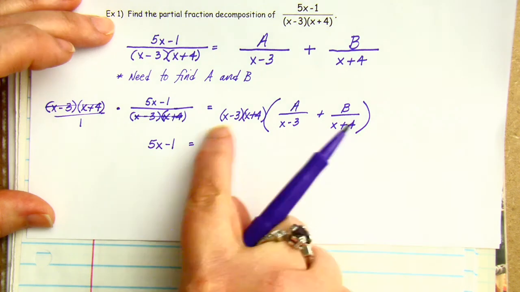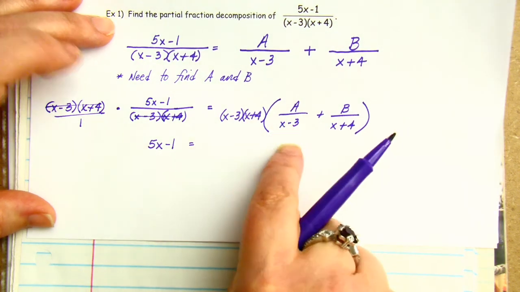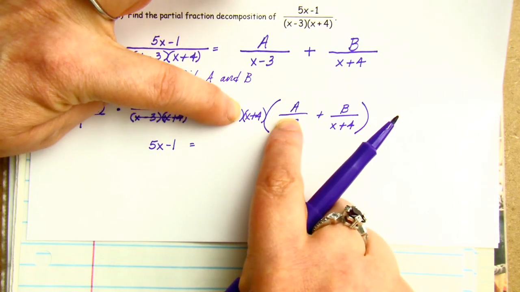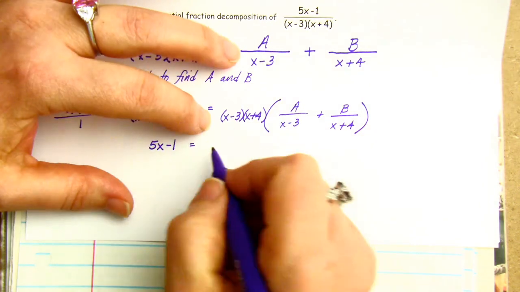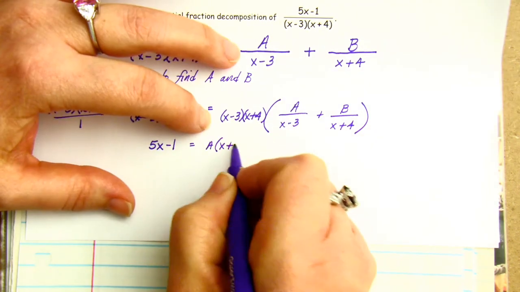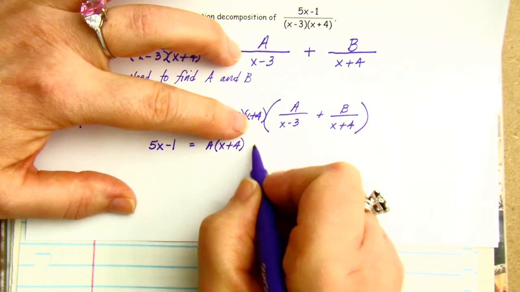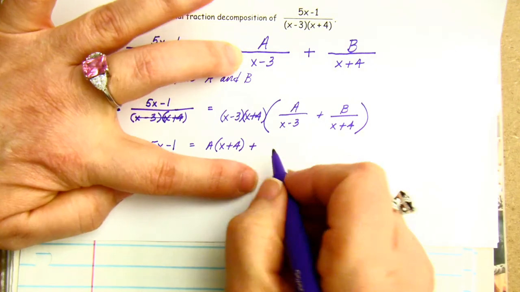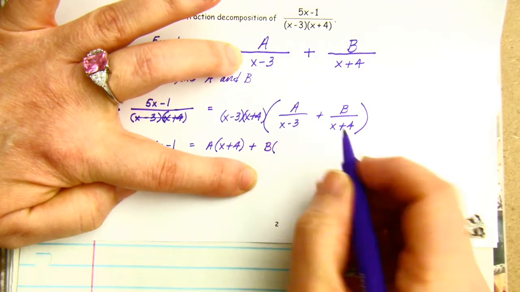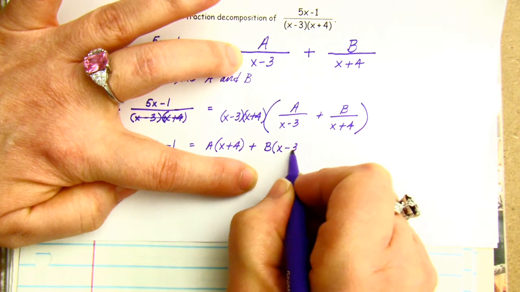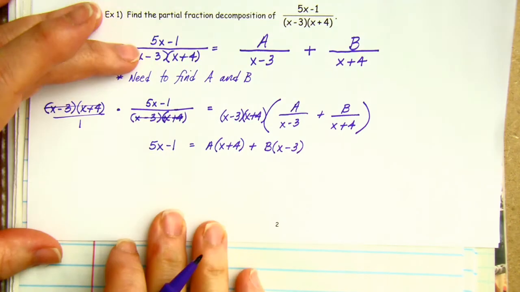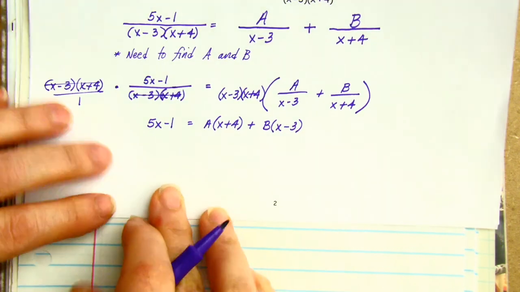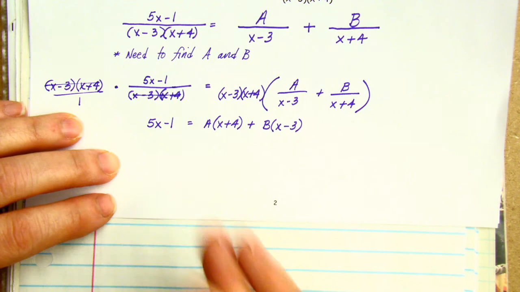And what do I have here? When I distribute this product to this first fraction, the x minus 3's are going to divide out. I'm left with A times quantity x plus 4. Plus, when I multiply this product with this fraction, the x plus 4's divide out, and I'm left with B times the quantity x minus 3. The next step is to distribute on the right side, because it says simplify the right-hand side of the equation.